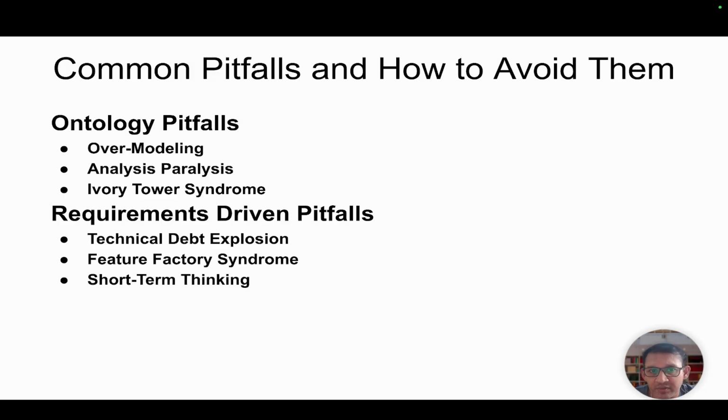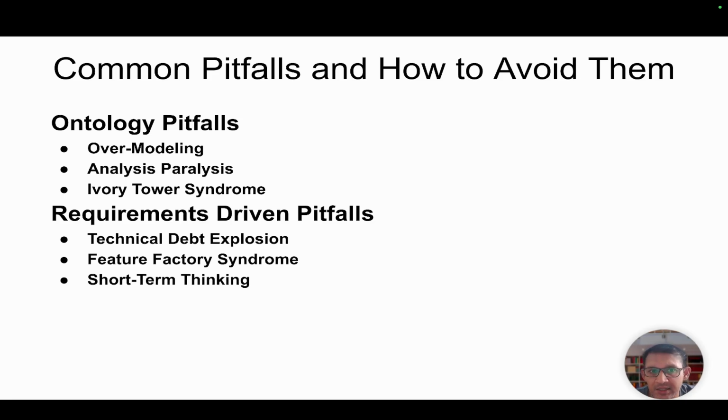Now, let me share some common mistakes I see teams make with each approach and, more importantly, how to avoid them. With ontology driven design, the biggest pitfall is over modeling, that is, creating abstractions for every possible future need you can imagine. I call this crystal ball programming. You're trying to predict every way the system might evolve and model all of it upfront. The fix is to apply the rule of three. Don't create an abstraction until you've seen the pattern at least 3 times in practice. This forces you to wait for real evidence before introducing complexity.